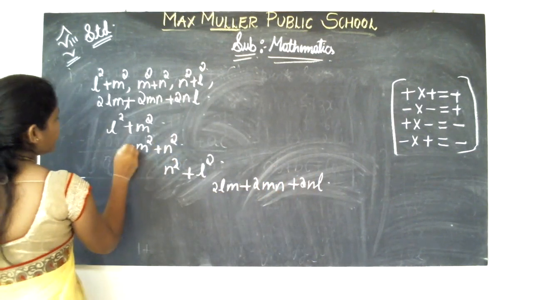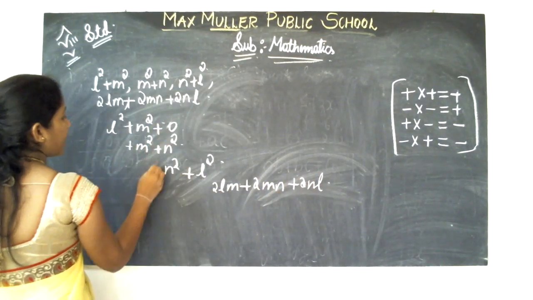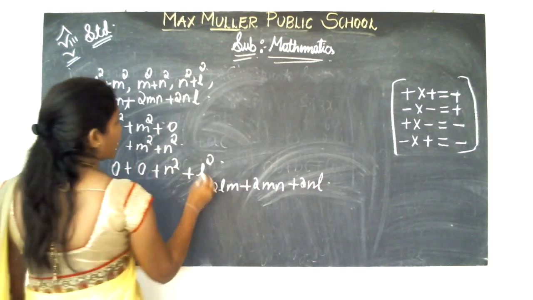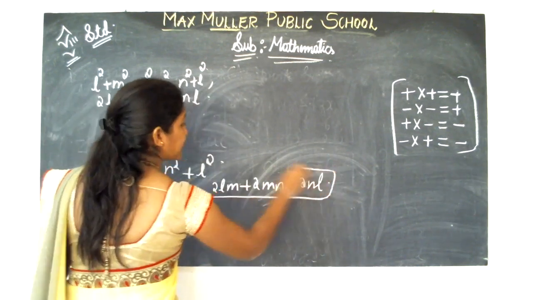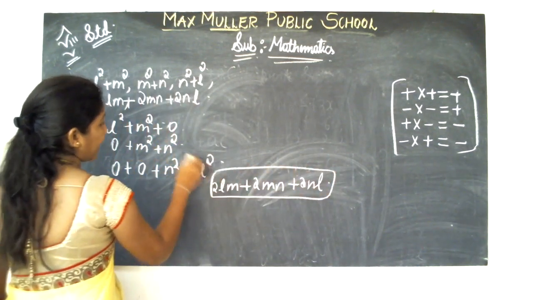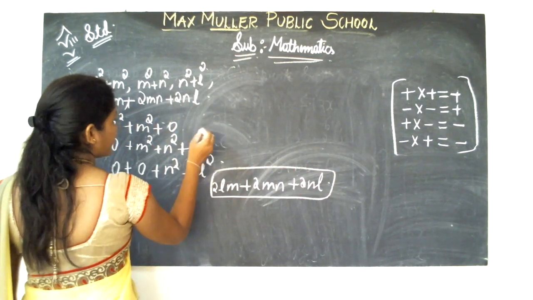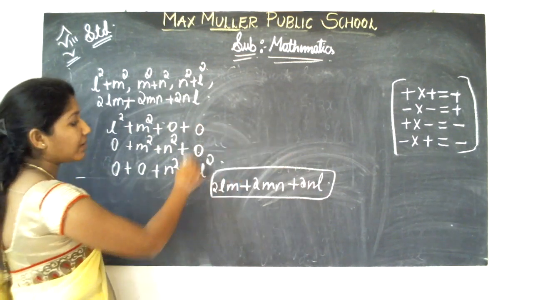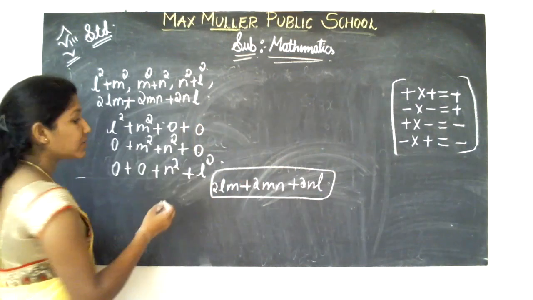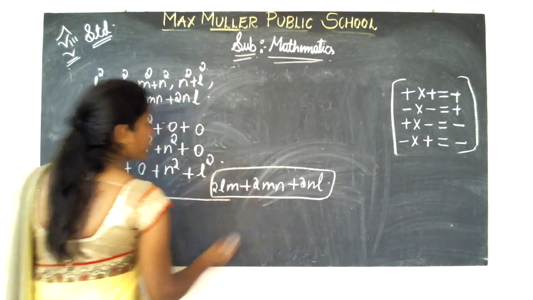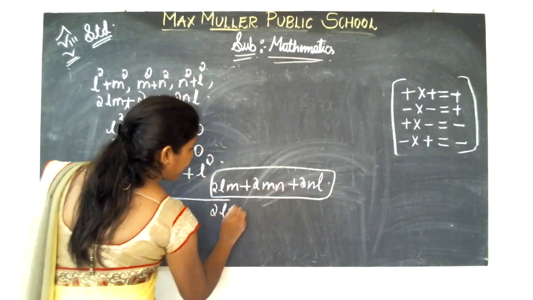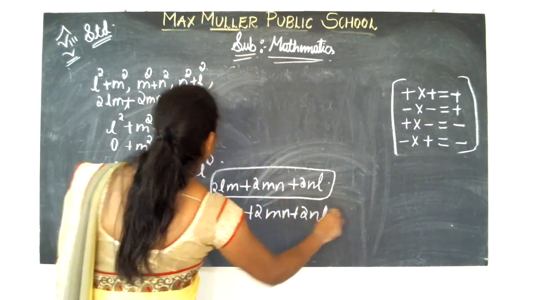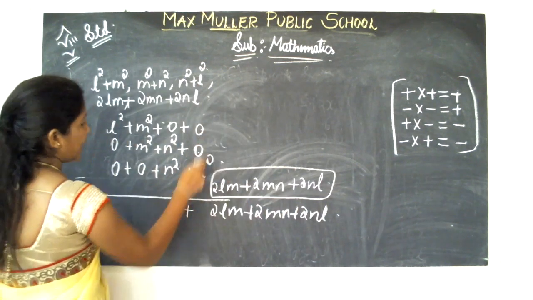So here there are no like terms, so you could write 0 there. Better you don't write this; you can write it later. You can add those things separately because no other terms are there with these expressions. Now finally you can write it as 2LM plus 2MN plus 2NL.